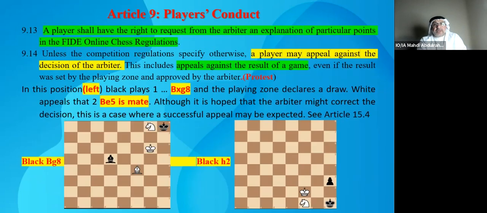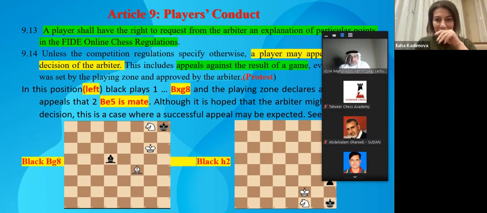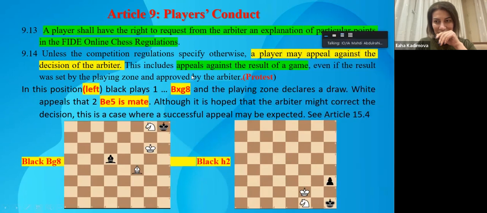Then we have player conduct. Players shall have the right to request from the arbiter an explanation of a particular point of the FIDE rules. A player may appeal against the decision of the arbiter. Yes, maybe the arbiter gives you a sanction, maybe a bad decision, a wrong decision. You can go to the appeals committee after the round finishes. There is a time limit, maybe half an hour, depending on the type of event. Then in this case, you have to go for a protest.